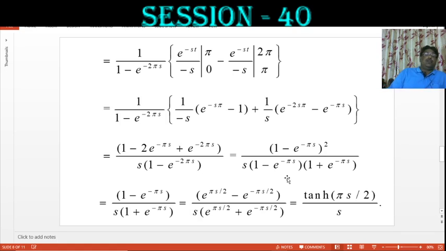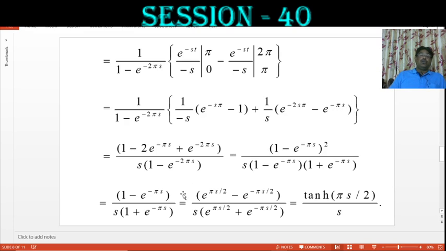Next step, you keep that 1 divided by 1 minus e raised to minus 2 pi s as it is, integrating e raised to minus s t divided by minus s, with limits of integration 0 to pi in the first integral, minus the integration of the second function, e raised to minus s t divided by minus s, with limits of integration pi to 2 pi. The 1 divided by minus s stays outside the bracket, and putting the upper limit minus lower limit, we are getting like this. Here also, upper limit minus lower limit, we are getting like this.